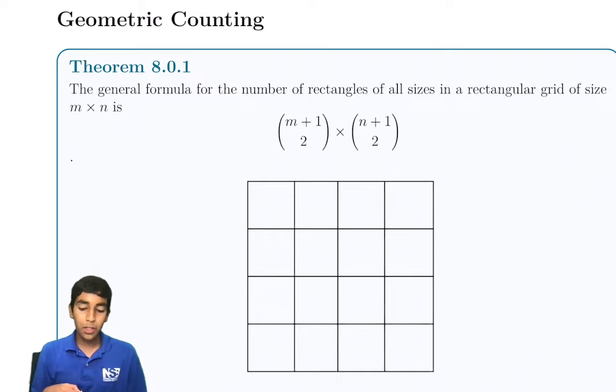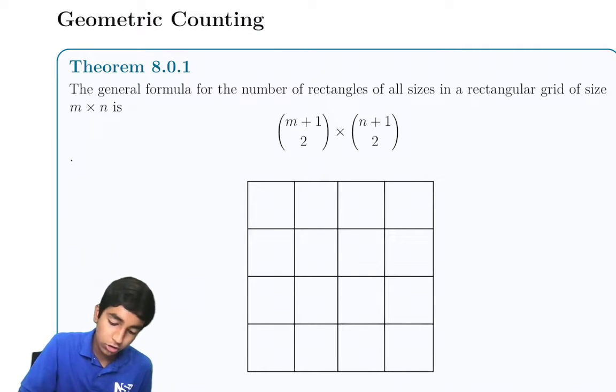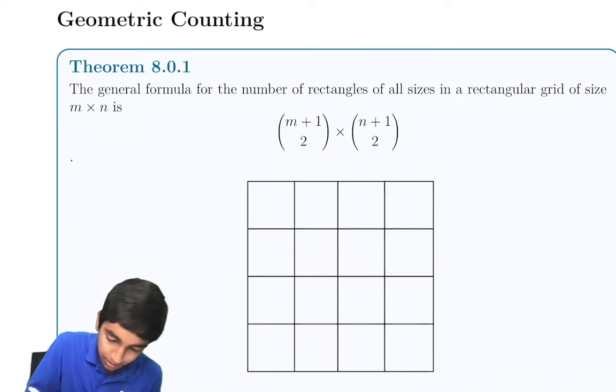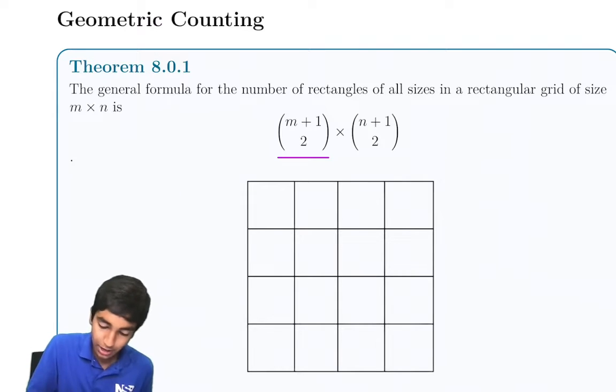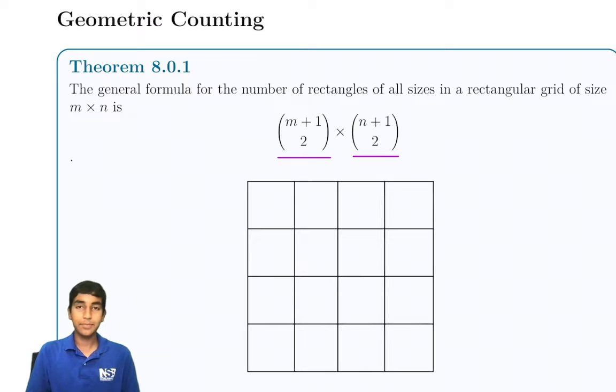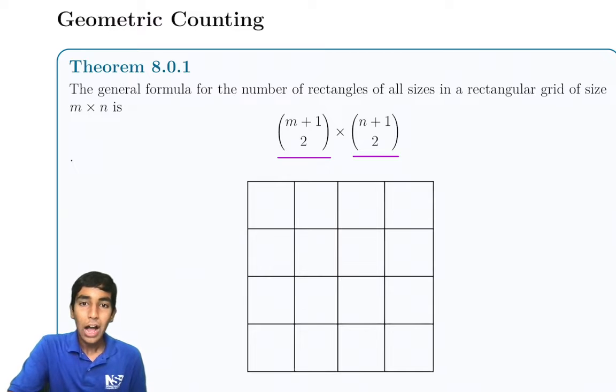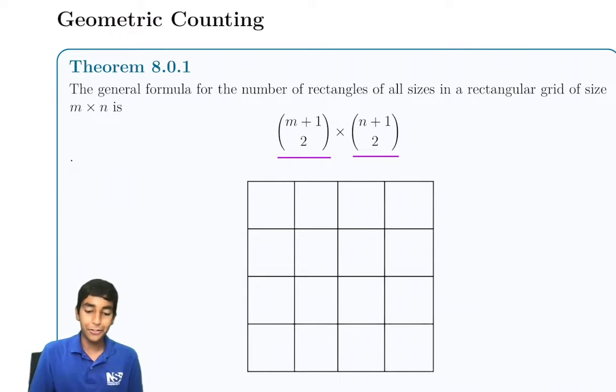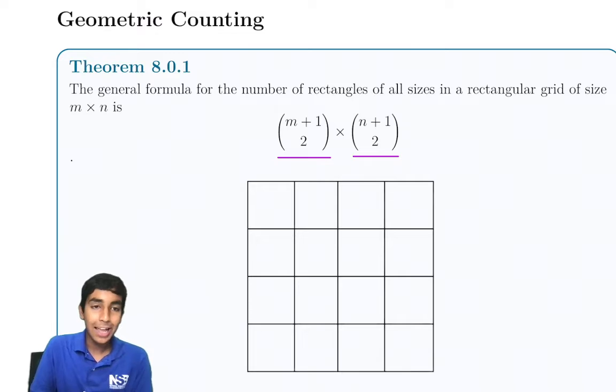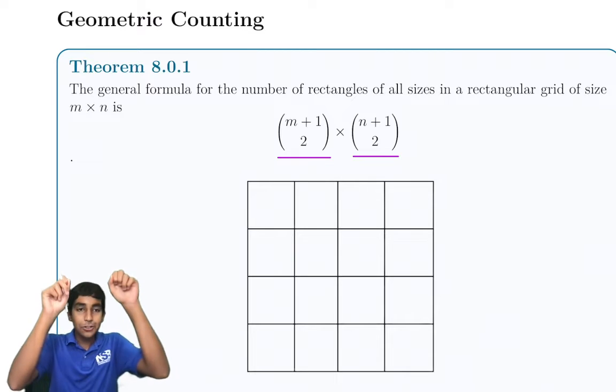The general formula for the number of rectangles of all sizes in a rectangular grid of size m by n is (m+1 choose 2) times (n+1 choose 2). Now, why is this true? It's true because how do we form a rectangle, first of all? We form a rectangle by choosing two lines.